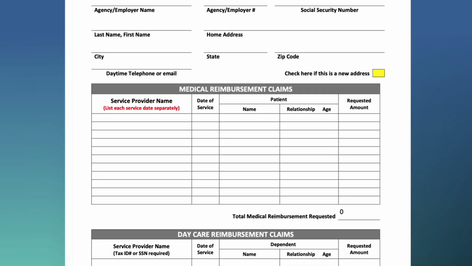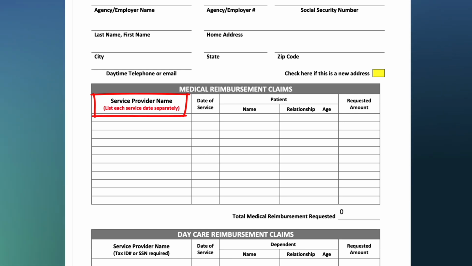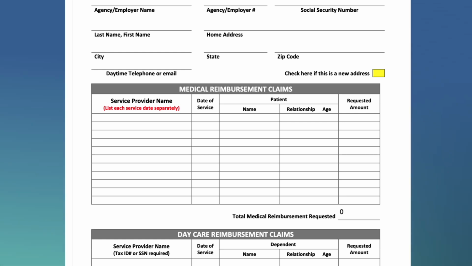This is where you list all of your EOBs and/or your receipts for medical items. As it says in red, you need to list each service date separately. For you long-timers, this is a bit different. You used to be able to group services from one provider. No longer, please list them separately. Then fill out the rest of the information, put the amounts and the total.